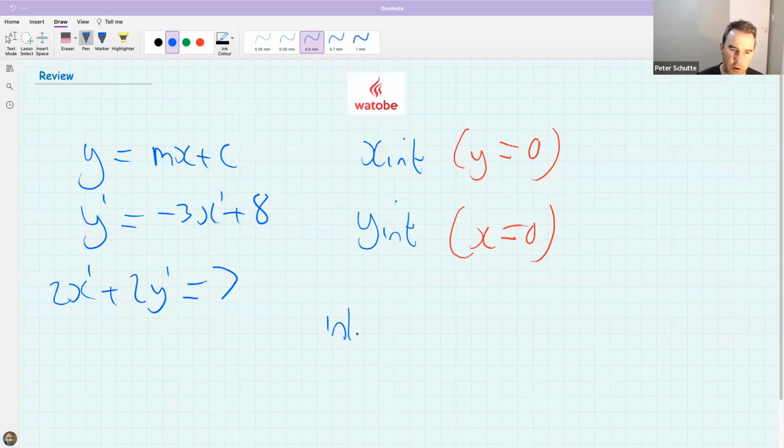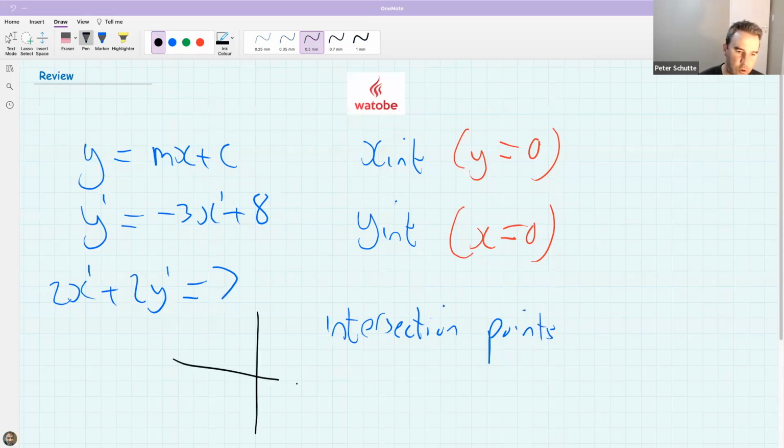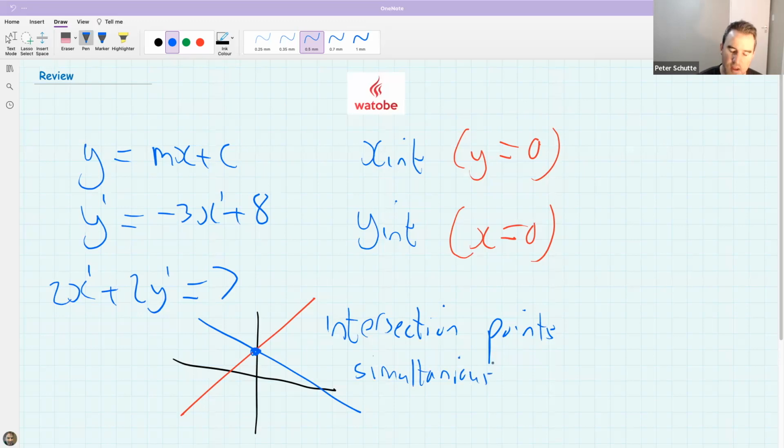And then we also spoke a little bit about something called intersection points. So intersection points are where, if we have two graphs and they meet, so let's say I have a straight line like that and a straight line like that, then this point over here would be the intersection point. And we learned about how we can use simultaneous equations to help us find what that point is.